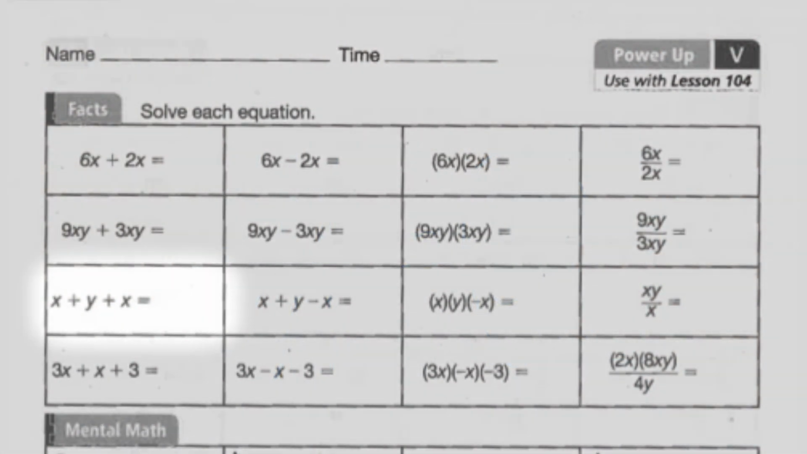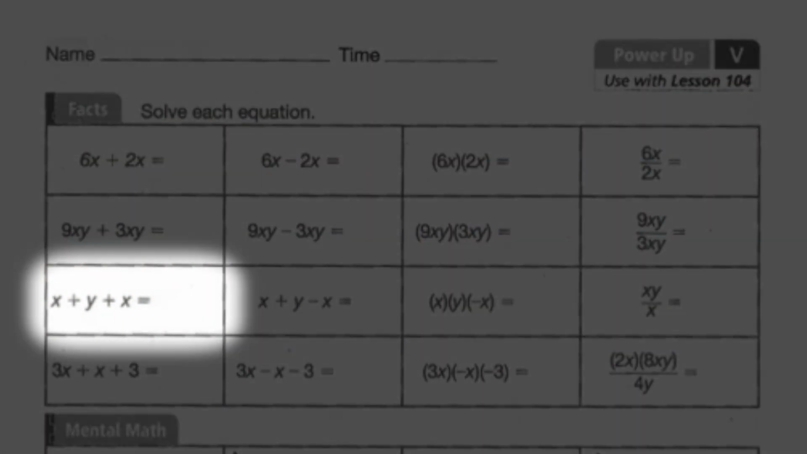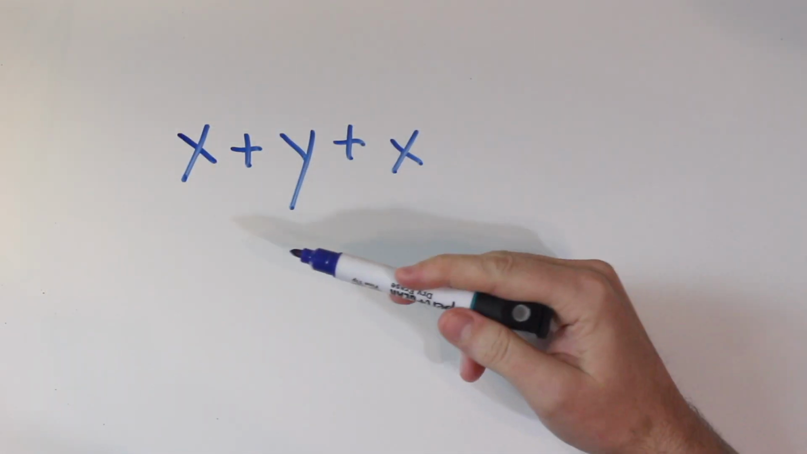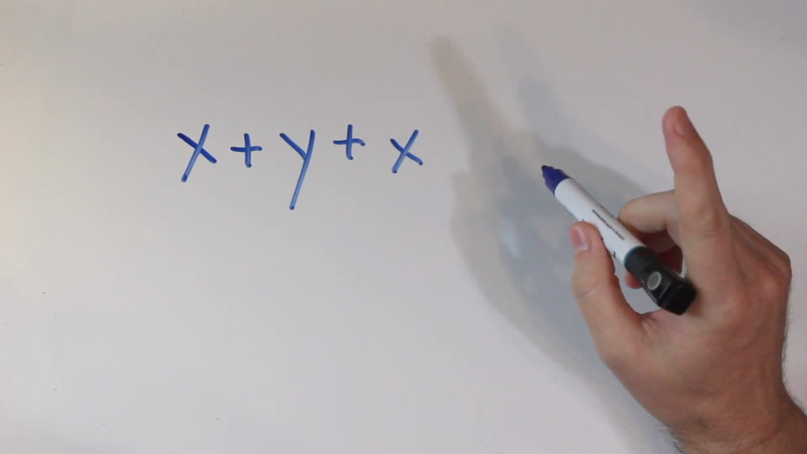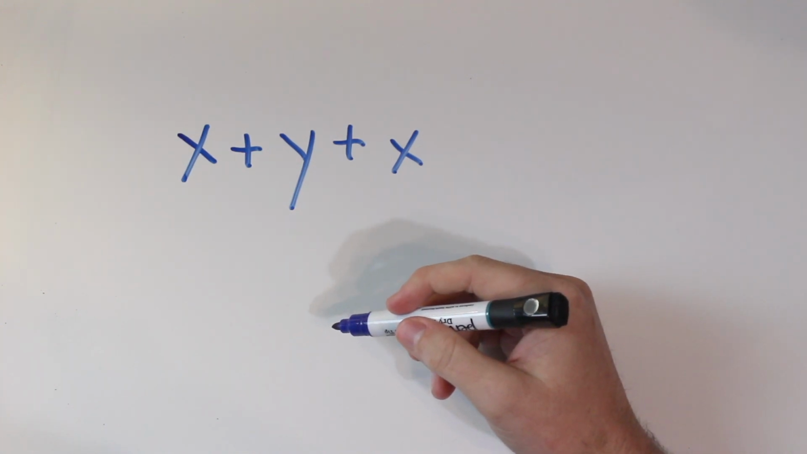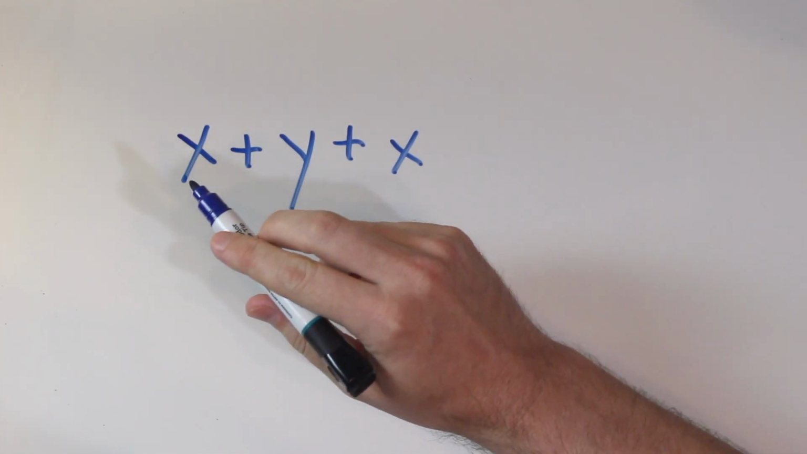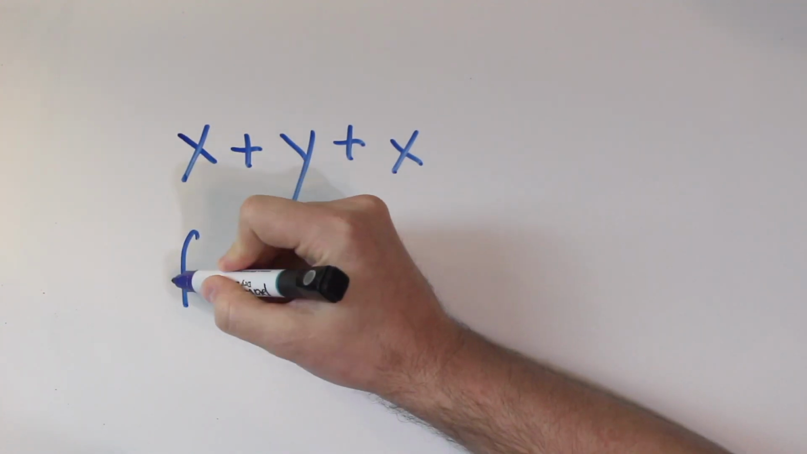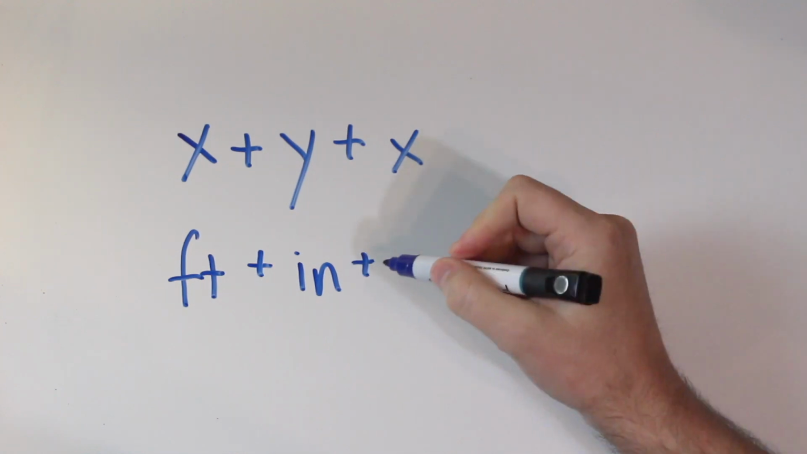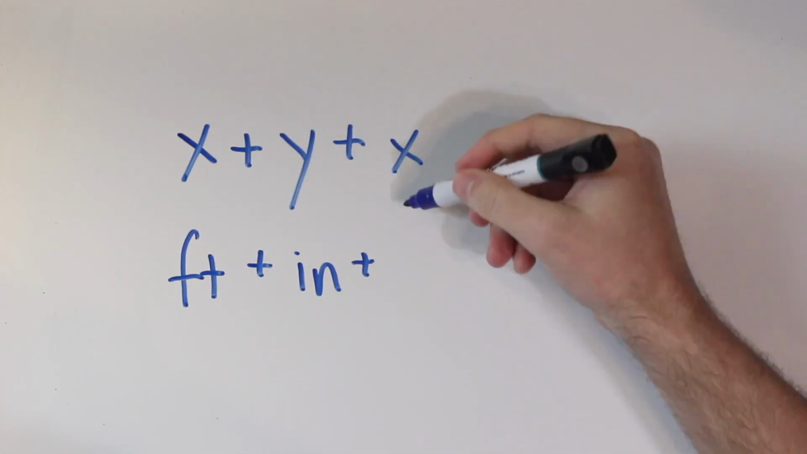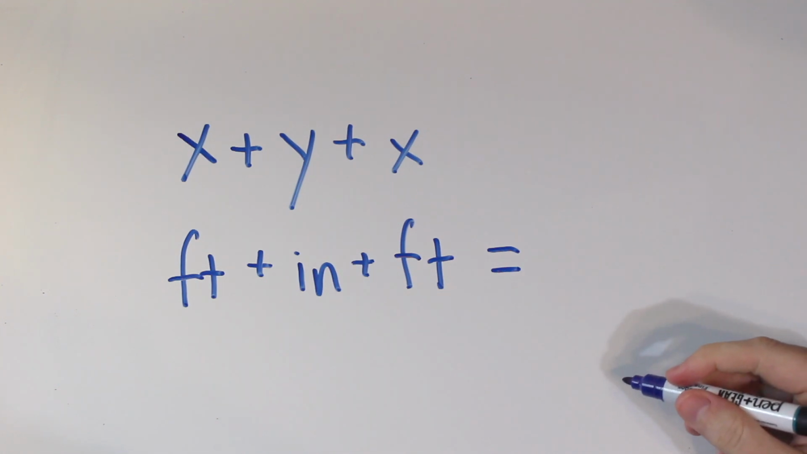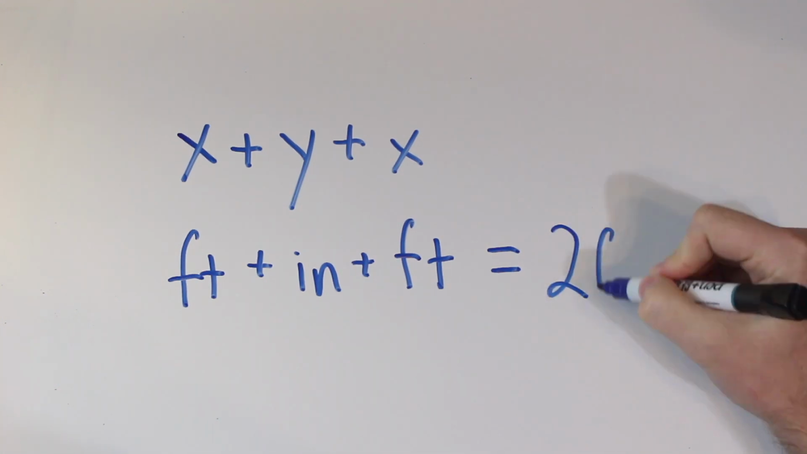Next up, we have x plus y plus x. To figure out how we're supposed to solve, let's imagine something concrete for our variables again. Let's imagine that this x is a foot and this y is an inch. If this problem was a foot plus an inch plus another foot, it would be pretty easy to find the answer. The answer would be 2 feet and 1 inch.